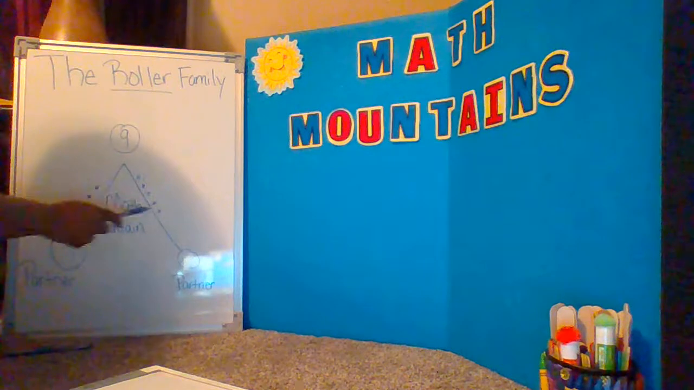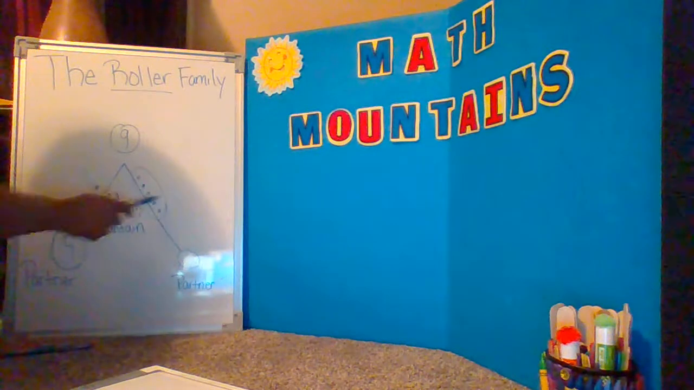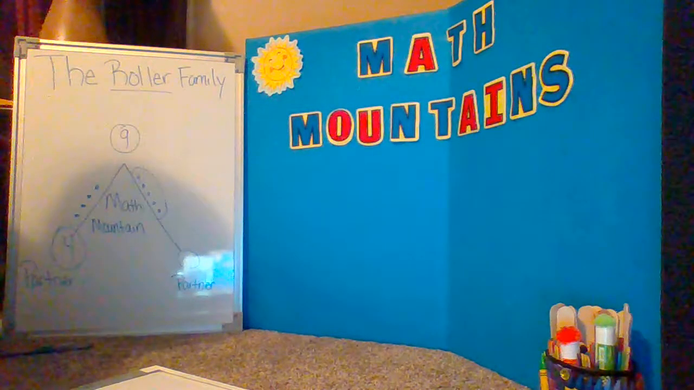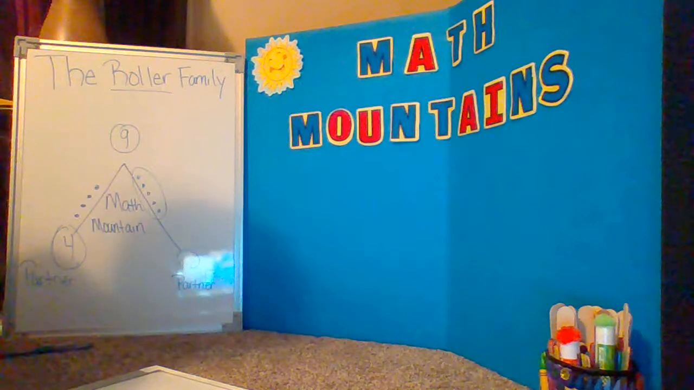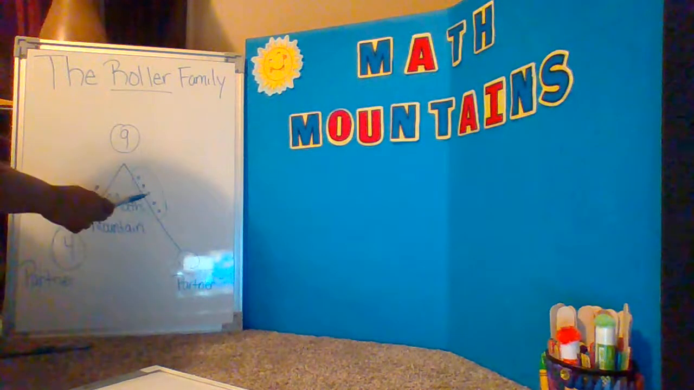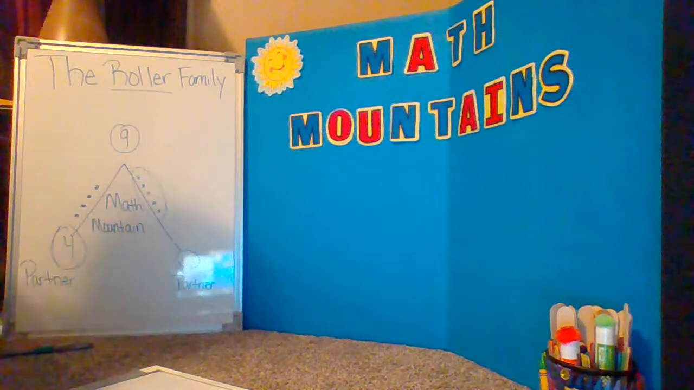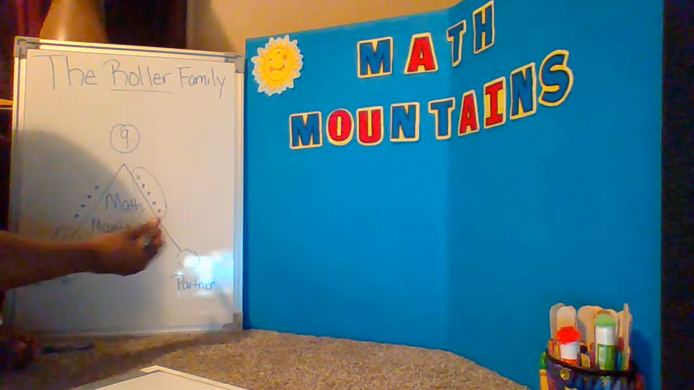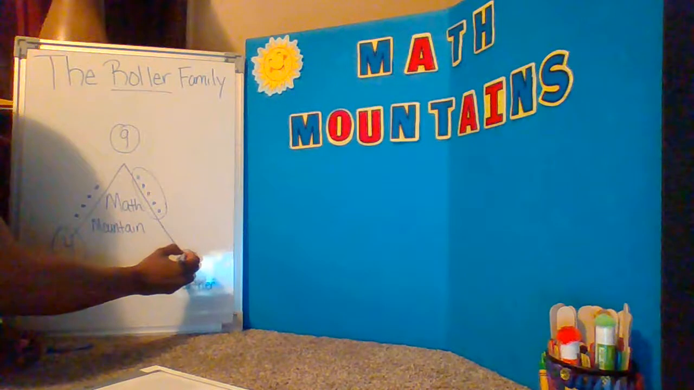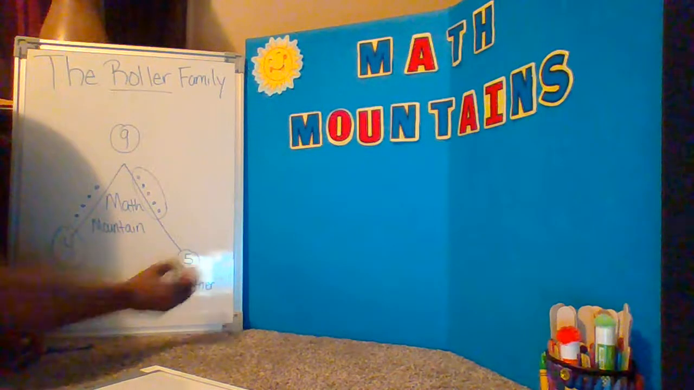So now that we finish counting, we need to count up how many of our roller families that we had that rolled down the right side of the mountain. 1, 2, 3, 4, 5. So we know that our second partner number will be the number 5.